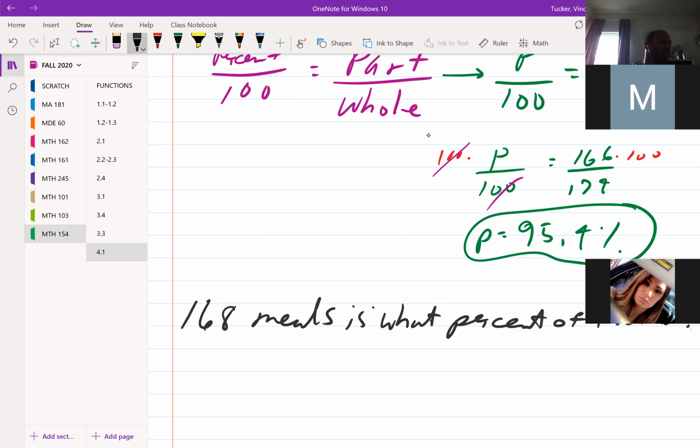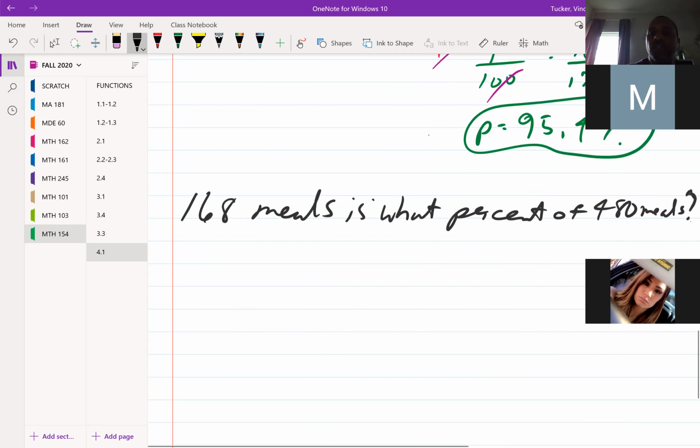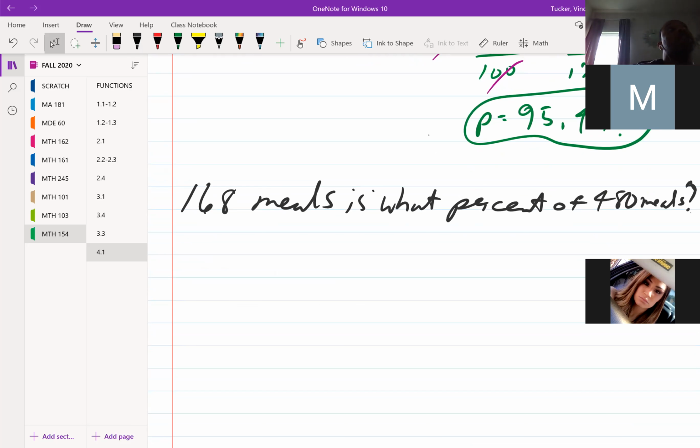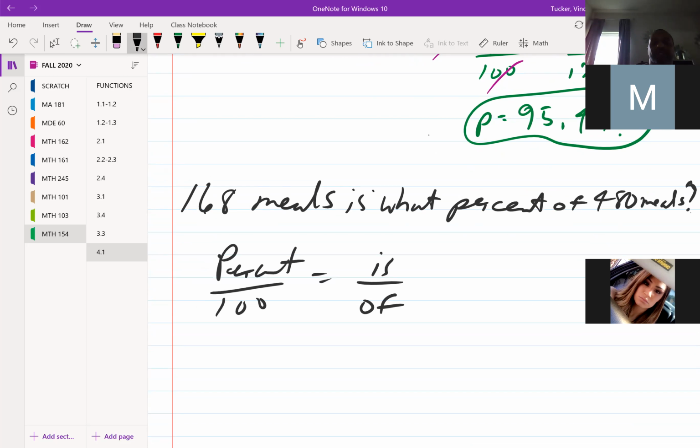All right. So they kept trying to emphasize proportions. I already showed you that way. Another way of doing this is percent over 100 is equal to is over of. So they set it up like this. Whatever number is closest to is, your percent is always your percent. So place that number over 100, but then the other numbers, whatever number is closest to is, will go on top. Whatever number is closest to of will go on bottom.